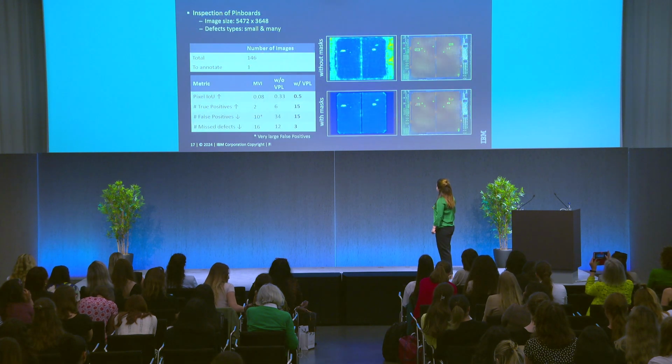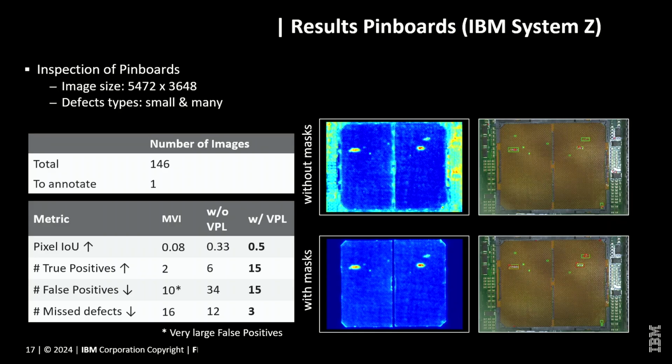So what does it mean to give better results? For the pinboard use case that I was showing before, we get images that are quite big. Like I said, we are about 20 to 24 megapixels in resolution, and the defect types that we're expecting are small and many. What do you need to do for pinboards to make it work?